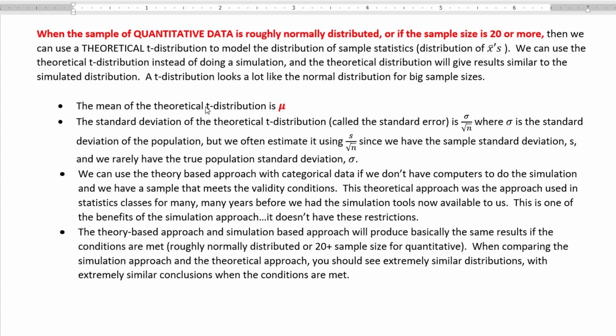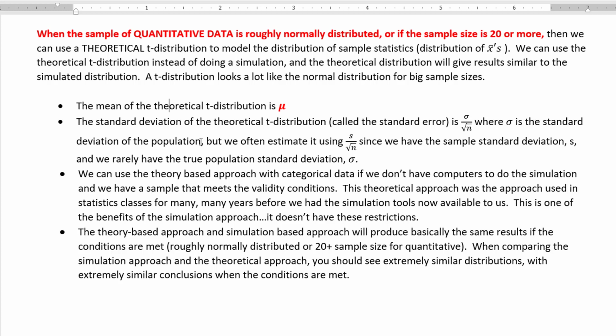So when you do have that t-distribution, the center of it is going to be mu, the population parameter, just like it was when we used a simulation-based approach. And the standard error, that is the standard deviation of the null distribution, is found using sigma divided by square root of n. Recall that sigma is the standard deviation of the entire population.